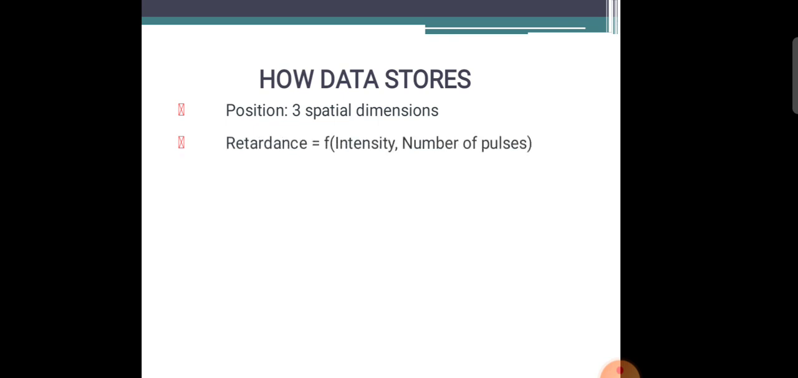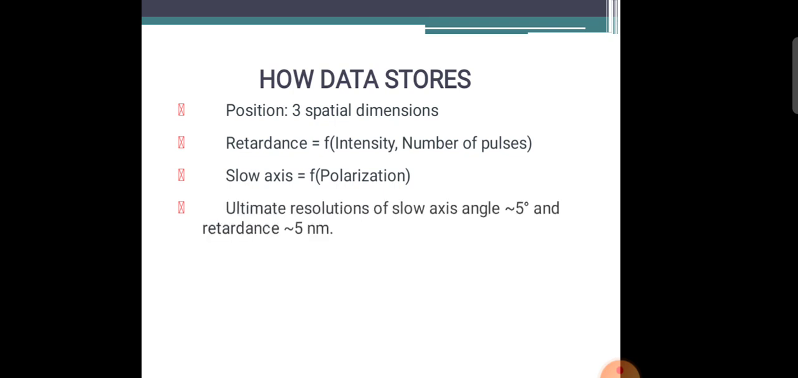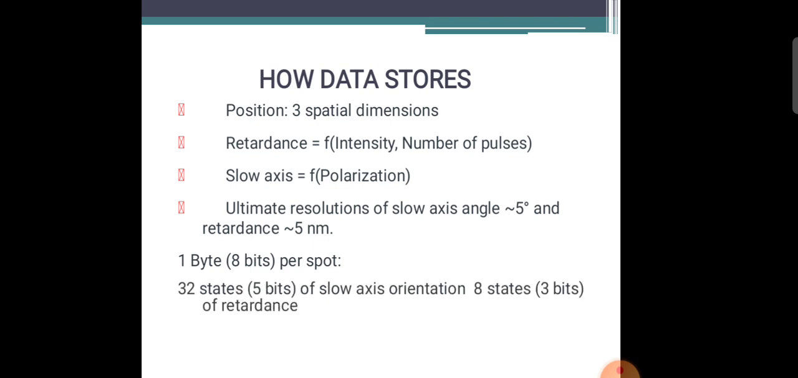How is data stored? Position, 3 spatial dimensions. Retardance is equal to f of intensity and number of pulses. Slow axis is equal to f of polarization. Ultimate resolution of slow axis angle is 5 degrees and retardance is 5 nanometers. 1 byte, 8 bits per spot. 32 states, 5 bits of slow axis orientation, and 8 states, 3 bits of retardance.